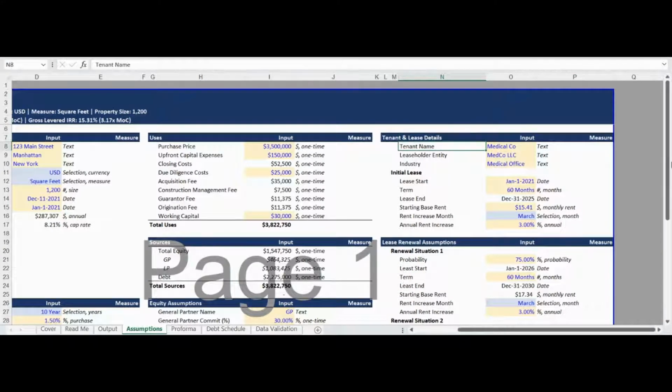The starting tenant and lease details originate the model revenue with inputs for tenant information, the lease term, the in-place rental rate, and the rent increase frequency.